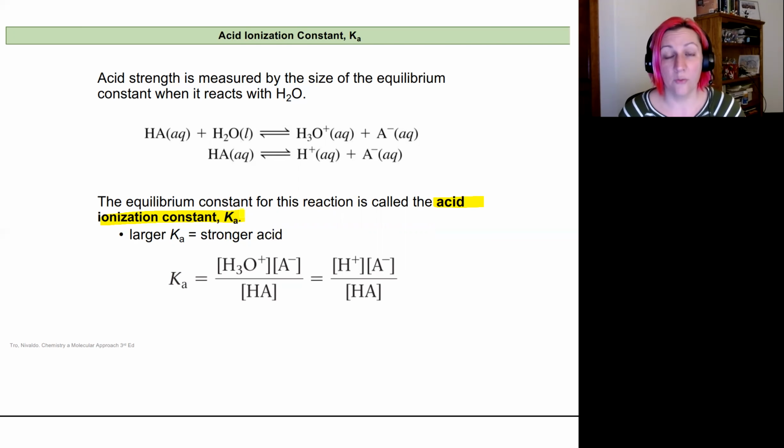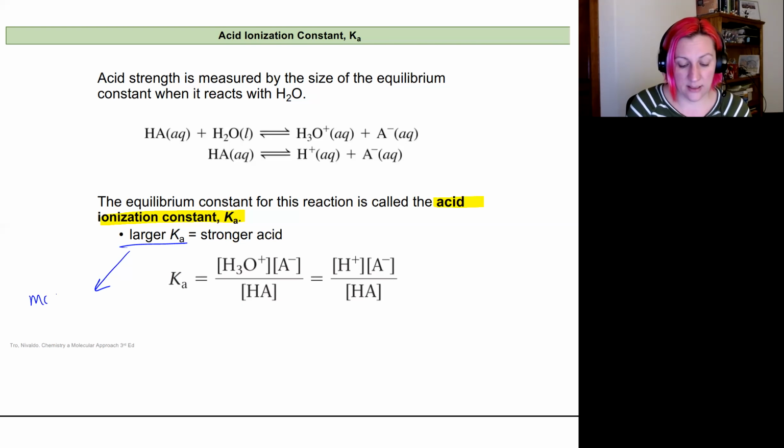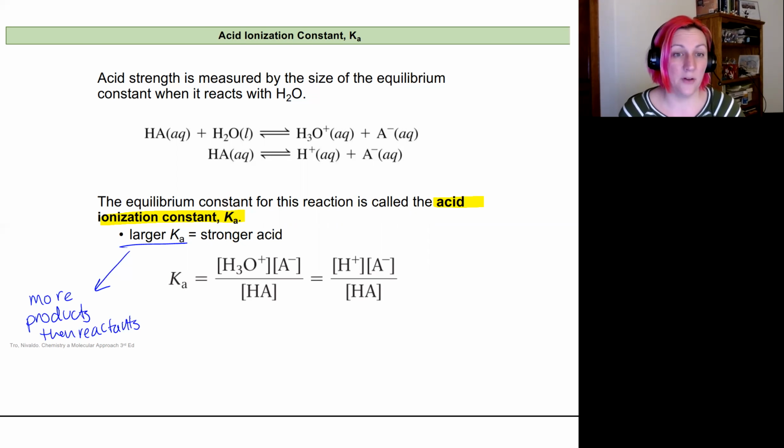In general, when we have really large K values, so these large Ka values, that means we have a higher concentration of products than reactants. Or we'd say that products were favored. And so that means that we're going to have a lot of our acid molecules that have donated that hydrogen. And so that's always going to correspond to a stronger acid. So large Ka values correspond to strong acids.